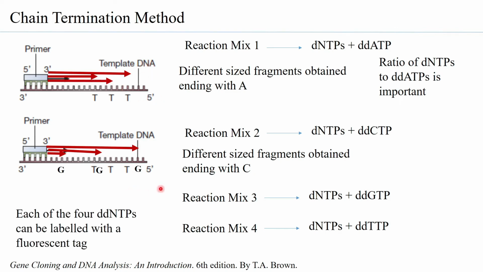Now let us look at what we should do further. Important to be noted is that all the four ddNTPs that are used can be labeled with a fluorescent tag, because then you can identify whether it is the A family, the C family, the T family, or the G family. So the fluorescence is going to tell whether it is an A family or a G family, likewise.